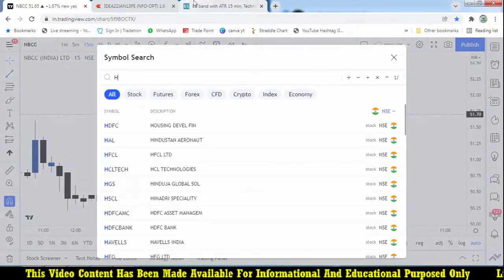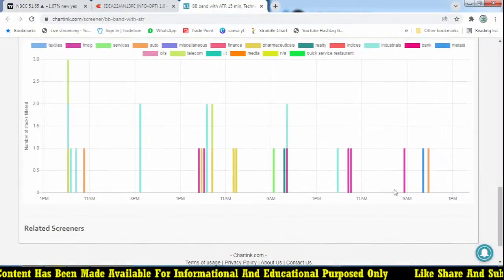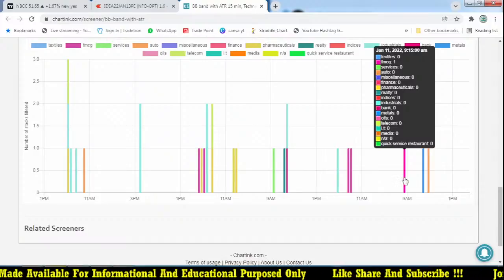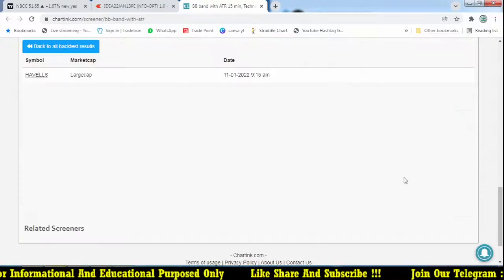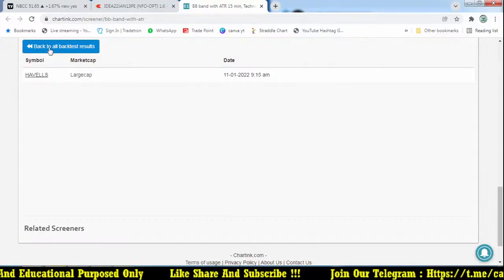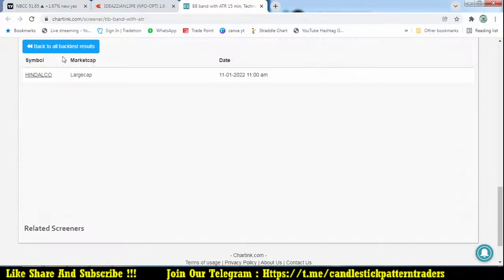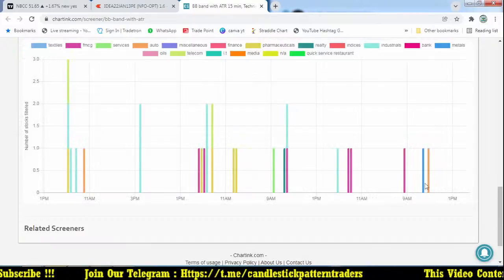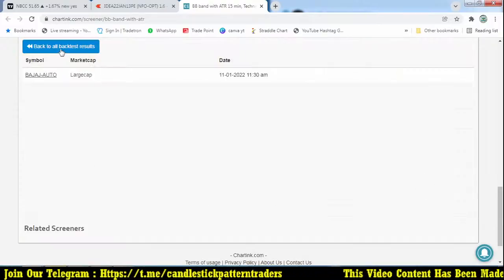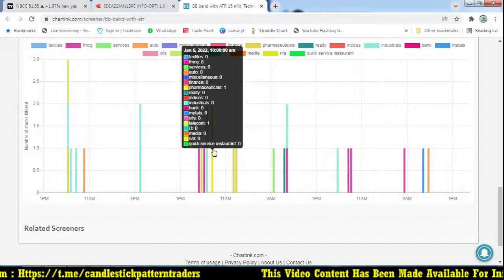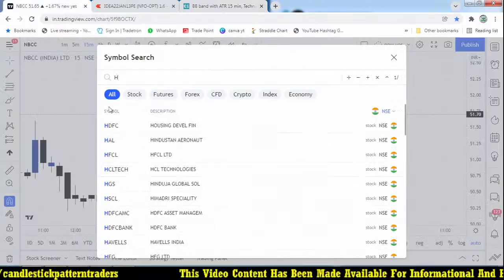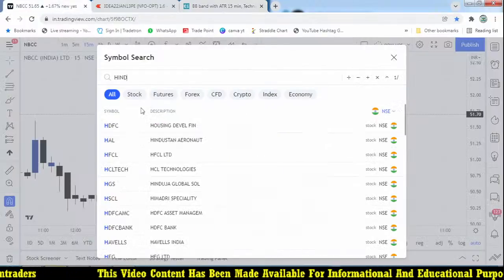Only 3 stocks were filtered by this scanner. One at 9:15 was Havells, where I didn't get any entry. The second one is Voltas, which is Indalco, where I got the entry. And the third one is Bajaj Auto, where I also didn't get any entry. So this is the Bollinger Band scanner. Let me show you Indalco, how it is.